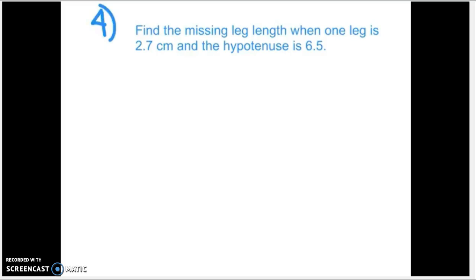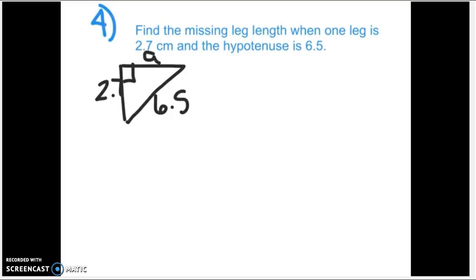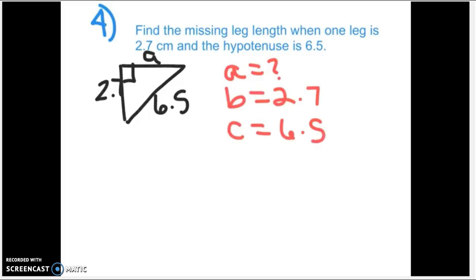Number 4. This time they're not giving you the picture, they're just giving you a sentence. So it says find the missing leg length when one leg is 2.7 centimeters and the hypotenuse is 6.5. So if it helps, you could draw a triangle, and you know that one of the legs is 2.7, the hypotenuse is 6.5, and you're trying to find this guy, and we'll just call it A. You could call it A or B, doesn't matter. So we're going to label everything that we know. My A, question mark. B, 2.7. C, my hypotenuse is 6.5.